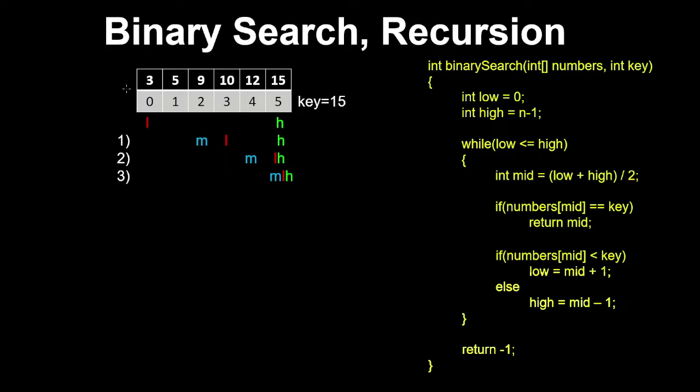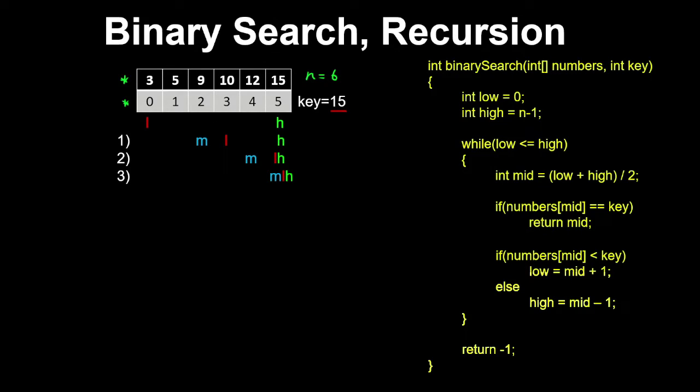Let's get an understanding of the iterative binary search, which will translate to a recursive version. So the first condition is that the data must be sorted to use the binary search algorithm. So here we have a sorted array of numbers from 3 to 15, and in the second row we show the indices of the numbers in the array. So this array has 6 elements. And what we're looking for in this example is the number 15 in this array.